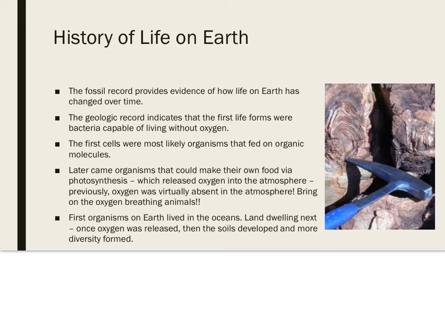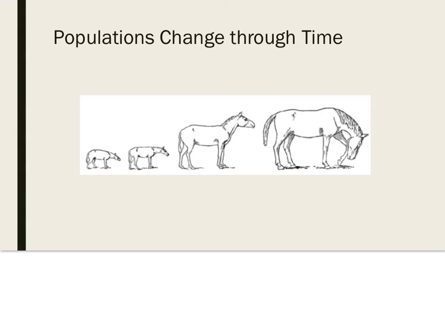The fossil record indicates that the first organisms on Earth all lived in the oceans. So, once oxygen-breathing organisms appeared in the fossil record, land-dwelling organisms soon followed. Eventually, soils on land became richer in organic material, which led to even more diverse life forms being able to live on land.